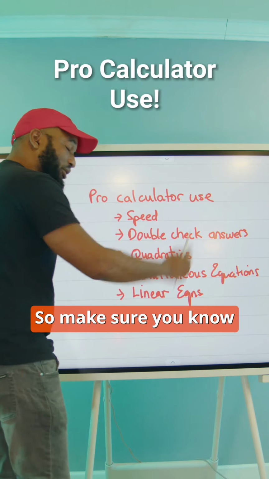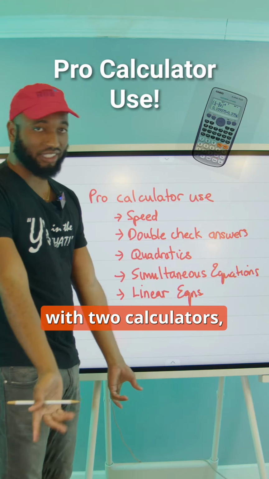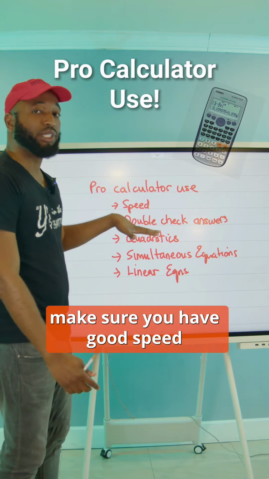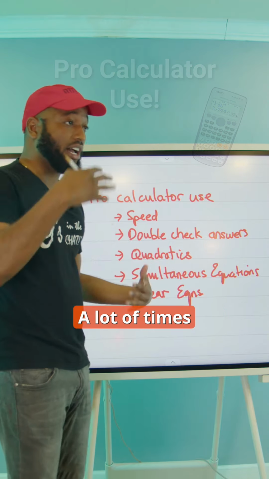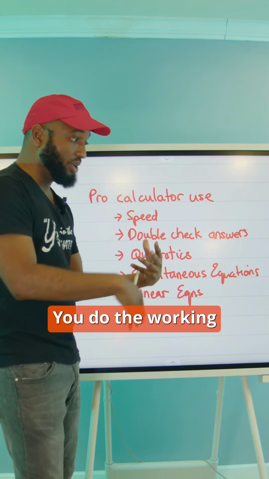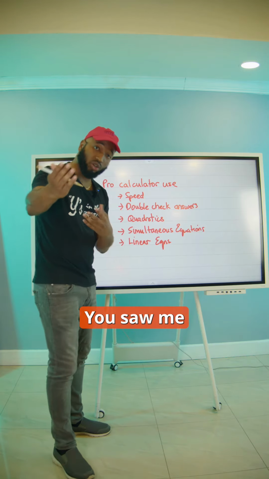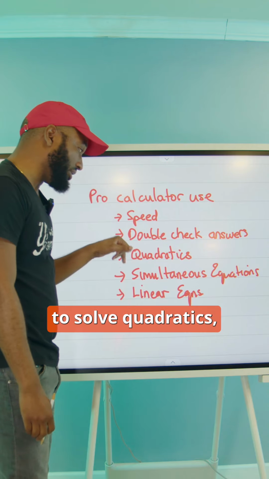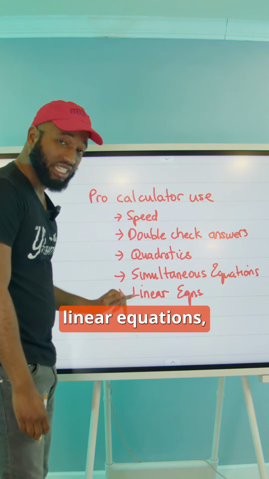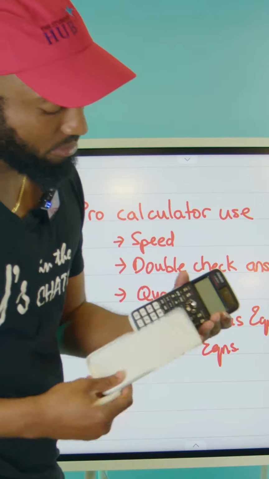Pro calculator use. Make sure you know how to use a calculator well. You might want to walk into the exam with 2 calculators if you're feeling paranoid. Make sure you have good speed with your calculator. Know how to use your calculator to double check your answers. A lot of times you can do the working, use your calculator, and find another way to the answer in a lot of questions. You also saw me do it on the live night after night. You can use your calculator to solve quadratic equations, simultaneous equations, linear equations, even matrices. Do you know how to do that on your calculator?